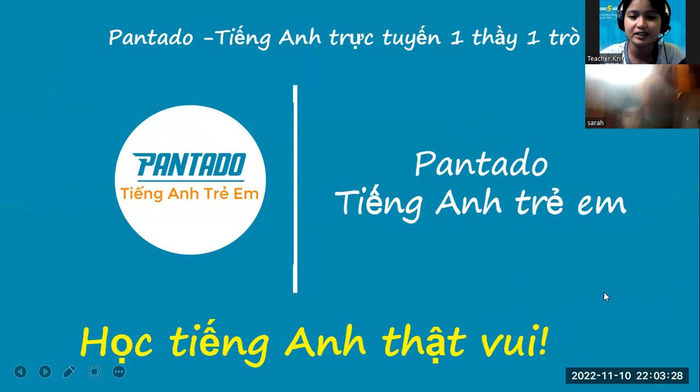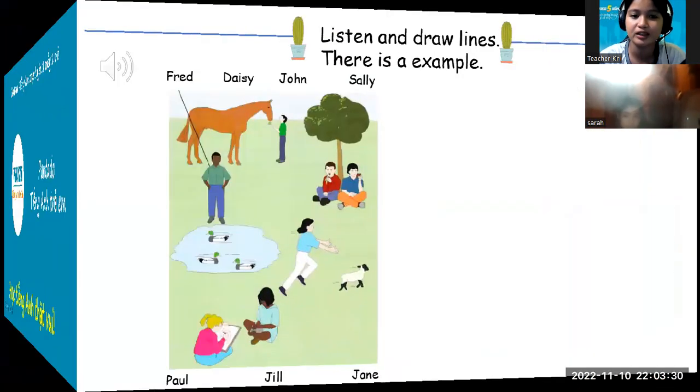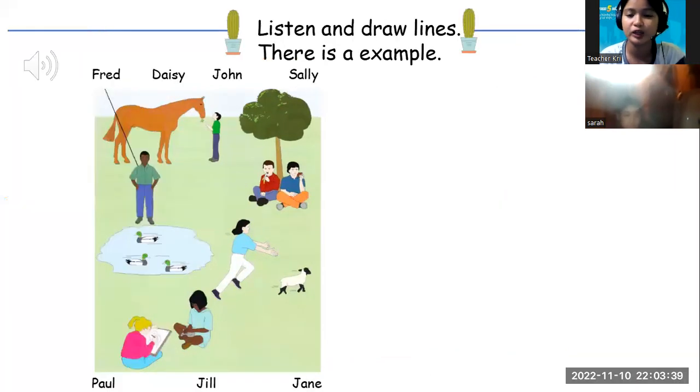Okay, so in this practice test, we are having listening. We're going to listen to the audio and then we're going to draw lines. Do you know how to draw lines on the screen? Yes. Okay, so I will play the audio now.